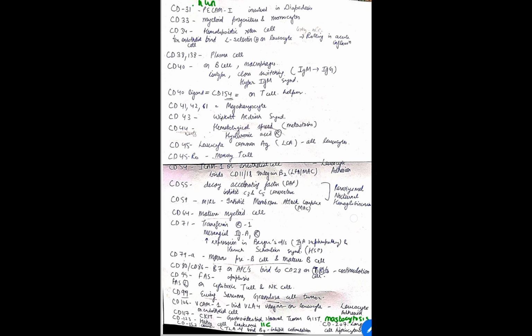Then is CD99. CD99 is Ewing's and granulosa. And what other marker was on the granulosa cell? On the granulosa cells, we have the FOXL2 receptor. Then is CD106. CD106 is VCAM1, which binds VLA4 integrin on the leukocyte, in leukocyte adhesion. So, in leukocyte adhesion, we had VCAM1 and VLA4, and the other was ICAM1, CD54, and CD11, CD18.